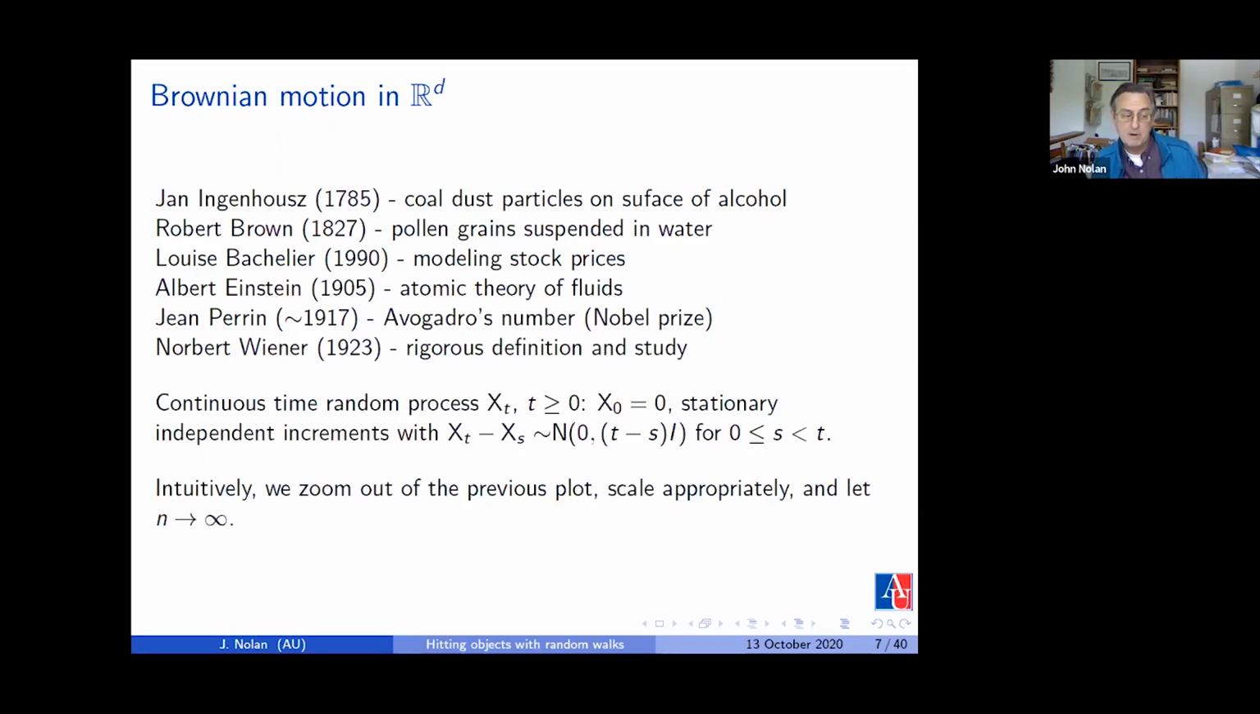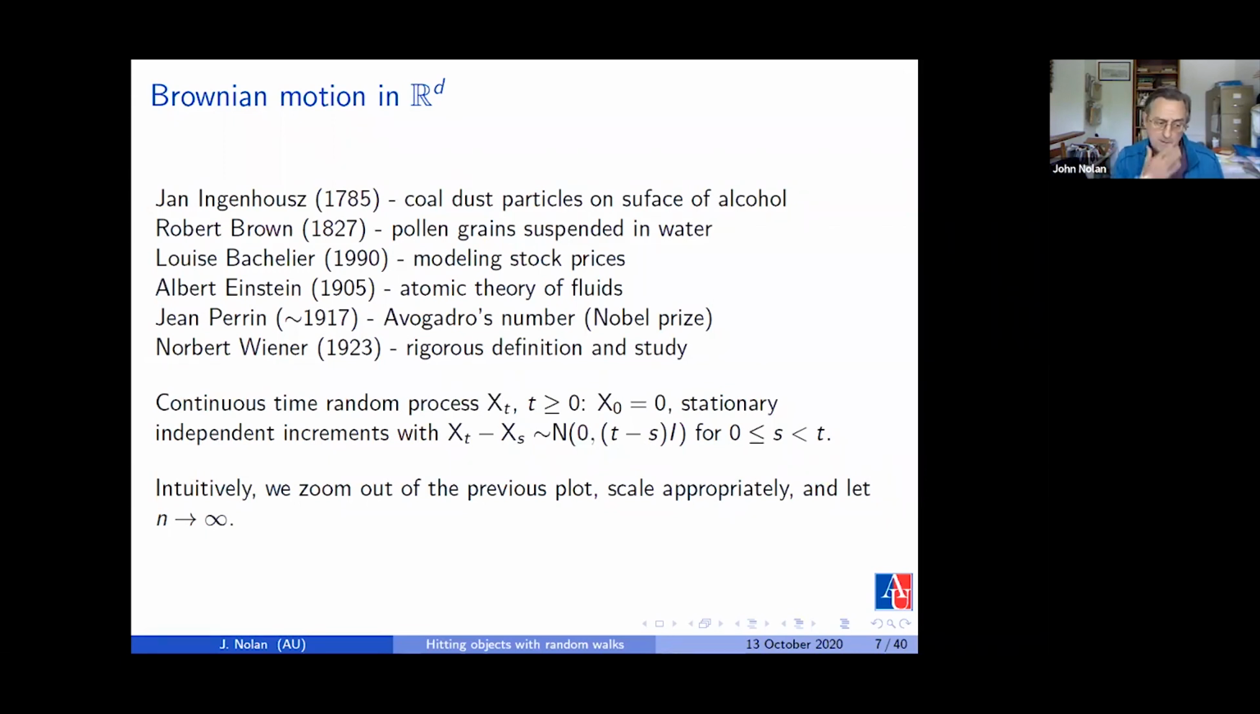I'm just going to say that Brownian motion is a continuous time random process. So we're generalizing the random walk we saw there. It's not just at discrete steps, but it's at all positive times t. We start at some location. We have stationary independent increments. So this is the difference, the change between time s and time t. And that's going to be multivariate normal with mean 0, radially symmetric, with variance proportional to the difference in time. So on small intervals of time, we have small steps. On bigger intervals of time, we have bigger steps.